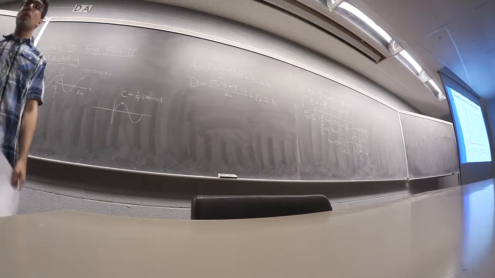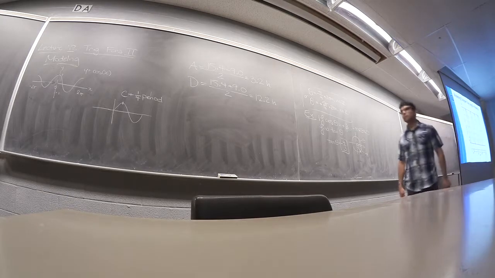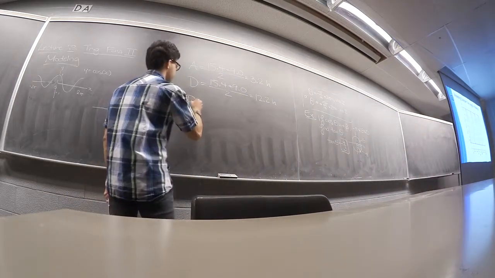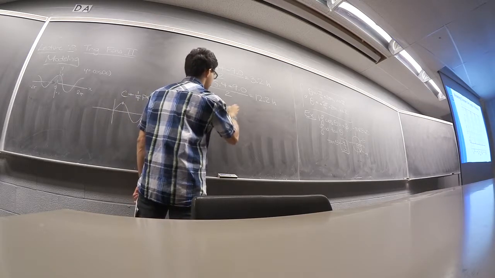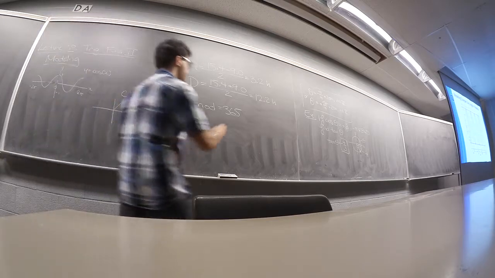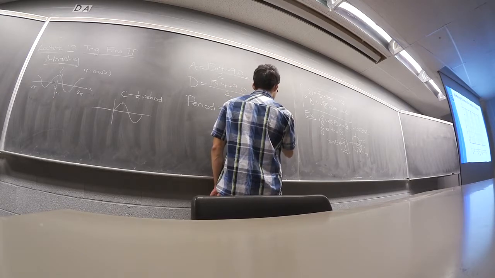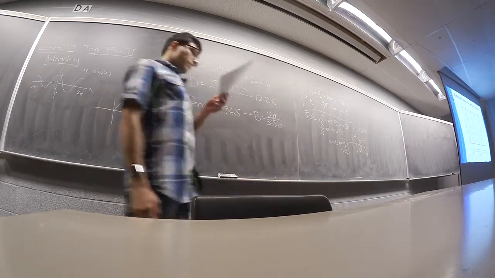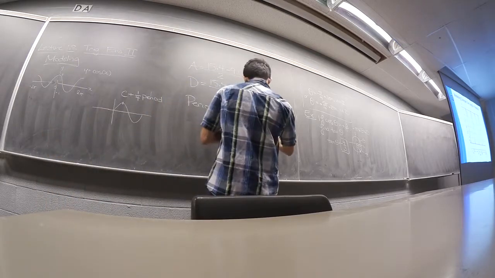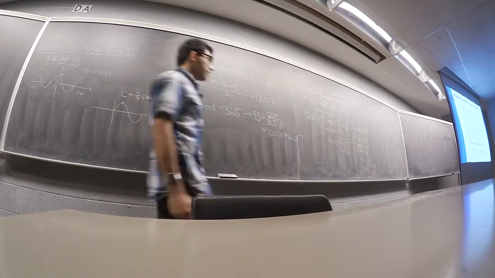Okay, good. What's the period of this thing in days? 365 would make sense, right? If you subtract those numbers, you'll get something like 365. So let's say the period is 365 days. So B is 2 pi divided by that. B is 2 pi divided by 365 days, or approximately 0.0172 inverse days, or reciprocal days.